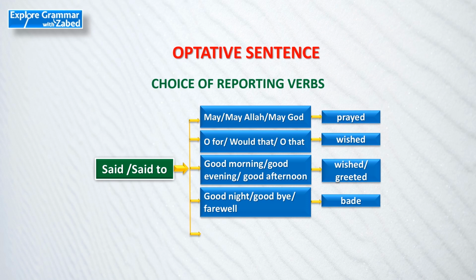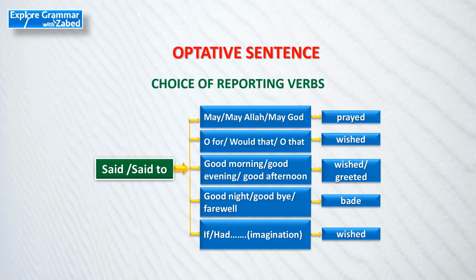And if or had expresses imagination, we use the reporting verb wished instead of said or said to. Let's understand the application of the 6 steps formula with an example.